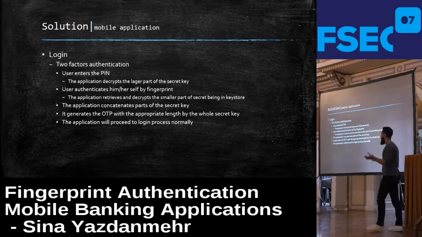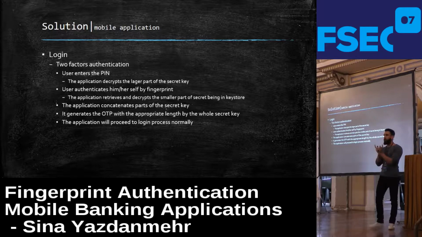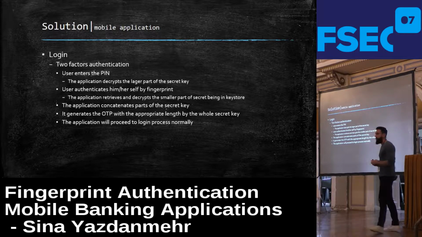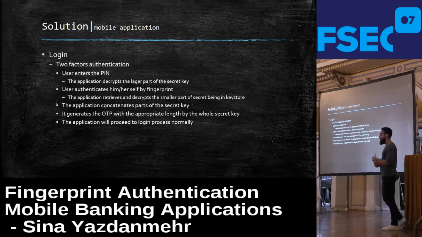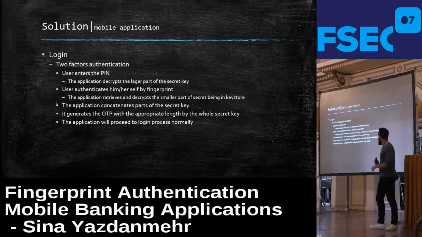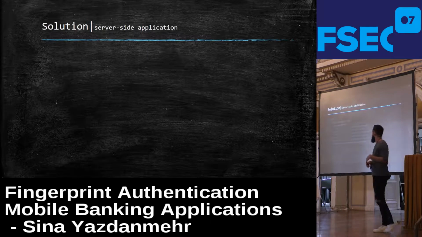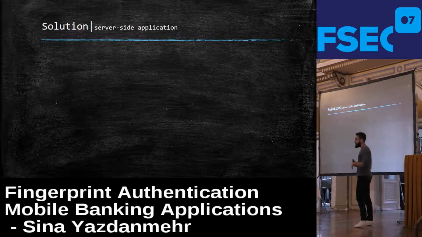So the application can again join the two parts and has the whole secret key, and use that as the seed for the OTP algorithm, generate an OTP with the suitable length, and send the data to the server-side app. Everything is done on the client side. Now, let's take a look at the server-side application.